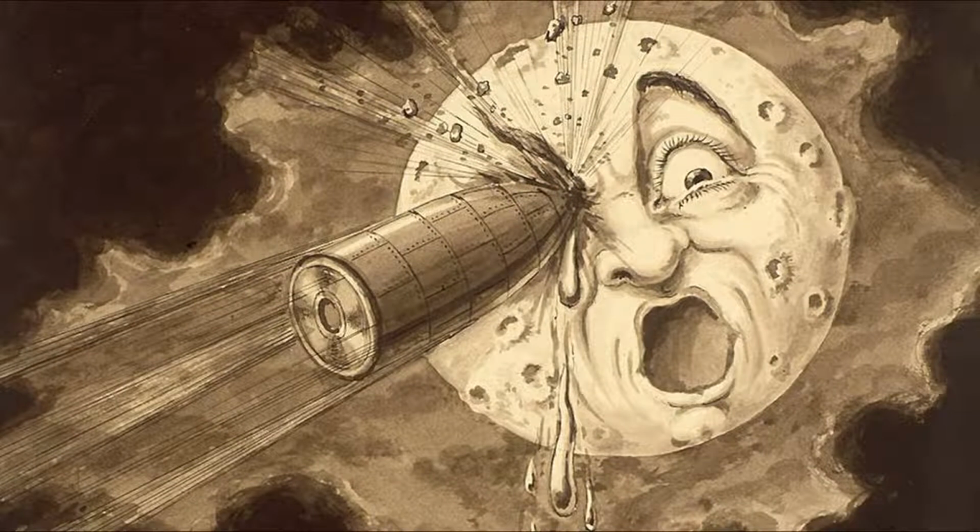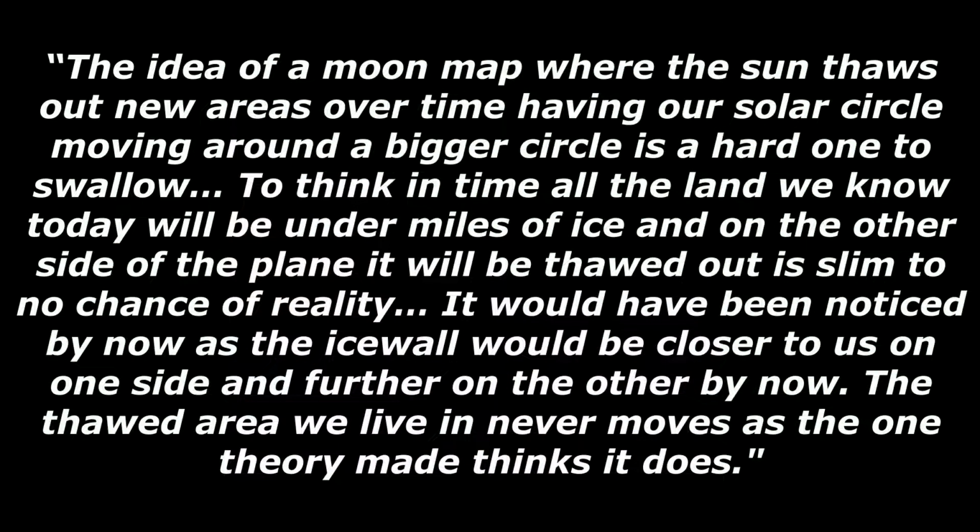Nobody could put it better than one of my subscribers, who left the following comment. The idea of a moon map, where the Sun thaws out new areas over time, having our solar circle moving around a bigger circle, is a hard one to swallow. To think that in time all the land we know today will be under miles of ice, and on the other side of the plane it will be thawed out, is a slim to no chance of reality. It would have been noticed by now, as the ice wall would be closer to us on one side and further on the other. The thawed area we live in never moves, as the one theory thinks it does.